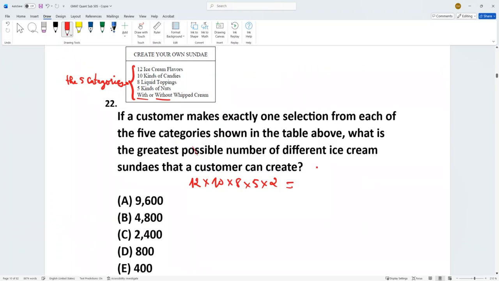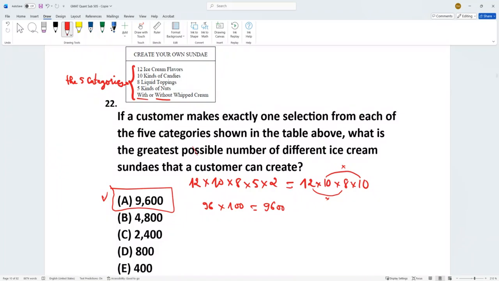Now this will give us 12 times 10 times 8 times 10, because 2 times 5 is equal to 10. Then we can have 12 times 8 and 10 times 10. 12 times 8 is 96, 10 times 10 is 100, and this leads us to 9,600, which is answer A here. So that's basically how you solve this question.